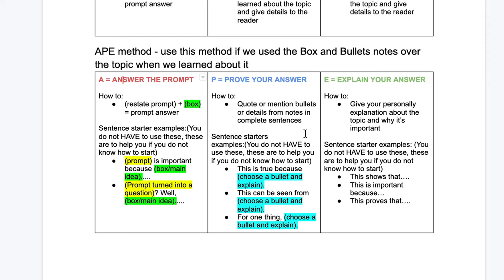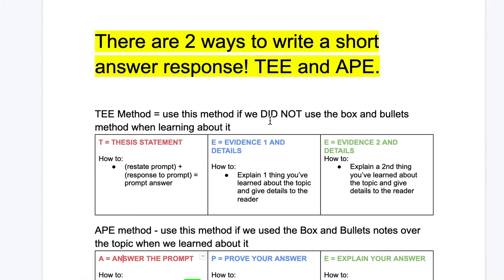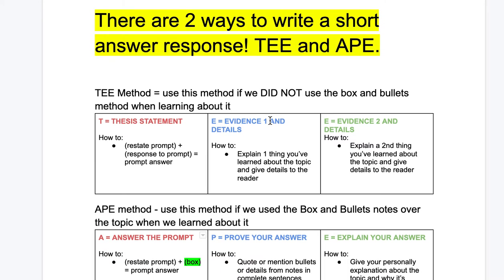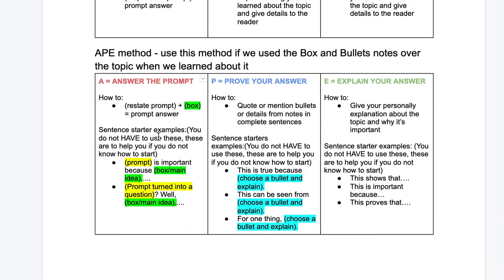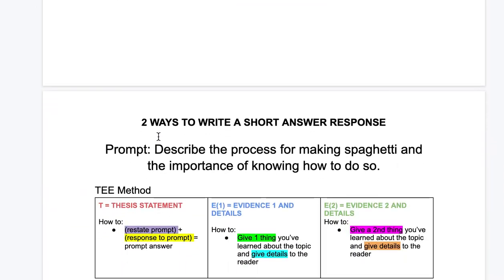Okay, so APE method, if we did box and bullets over it, and then the T method if we didn't use box and bullets. Now, is that a hardcore rule for you to follow? Not at all. You can use either one that works for you, okay, when doing a short answer response. So let's look at an example.